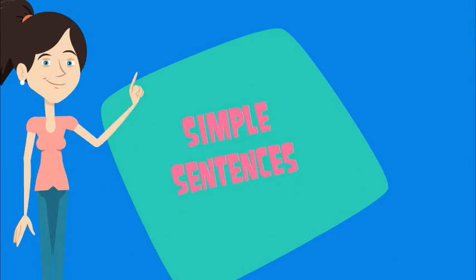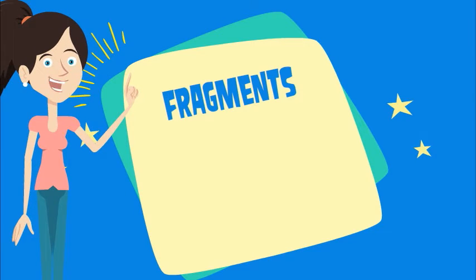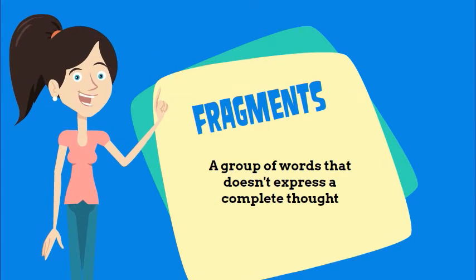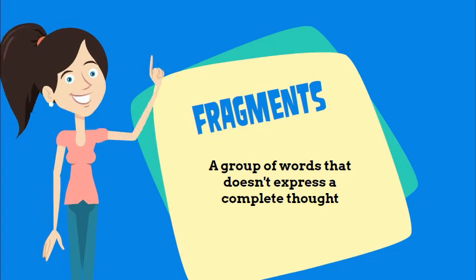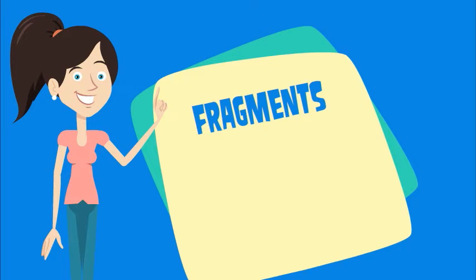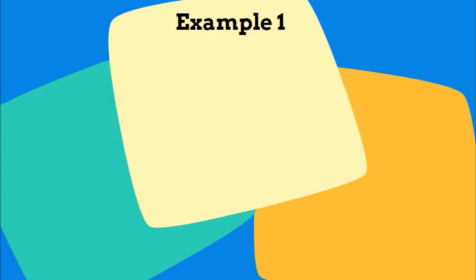Now that we've talked about simple sentences, let's look at fragments. When a group of words looks like a sentence but does not express a complete thought, it is called a sentence fragment. Sentence fragments never have independent clauses, but instead are dependent clauses or phrases. Fragments can appear as real sentences because they begin with a capital letter and end with a period. Here are some examples. From Monday until Friday.